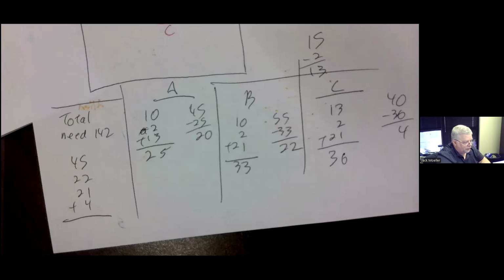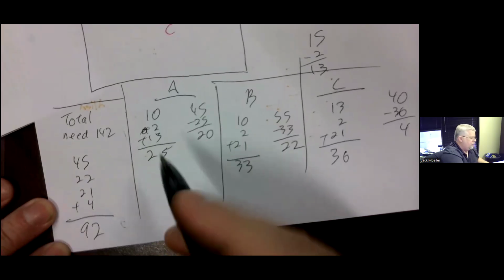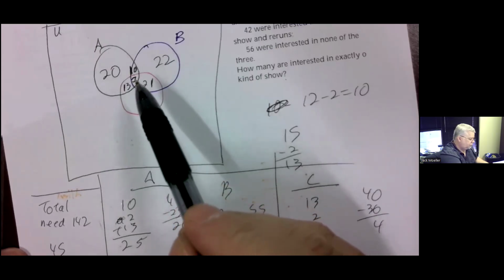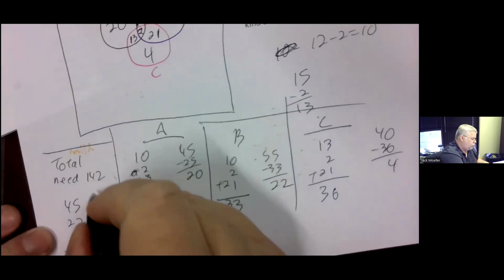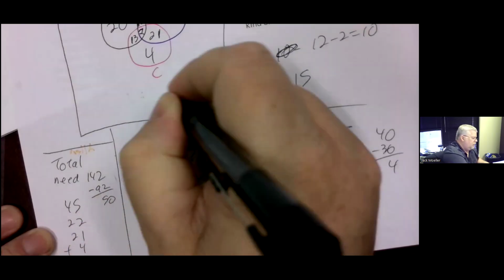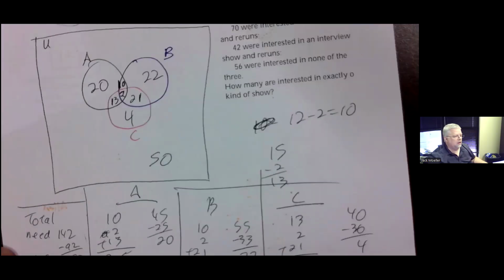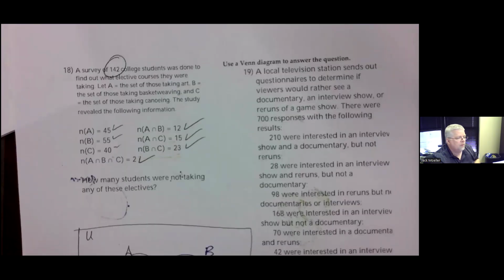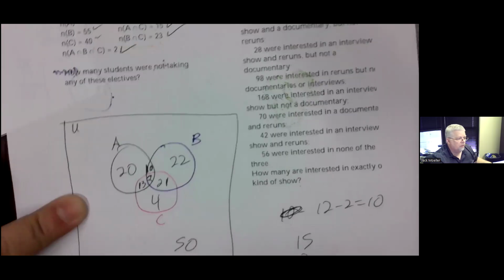Considering my arithmetic on the last one, I'm going to grab a calculator. So it'll be 92 that have taken an elective of some sort. We need 142 total. Subtract that 92, leaves us with 50. They have not taken any elective. Okay. So that is, and like this is maybe the last 3 problems in the homework in this section. You're going to have to do this every time. You're going to have to take that information and create a Venn diagram for it.